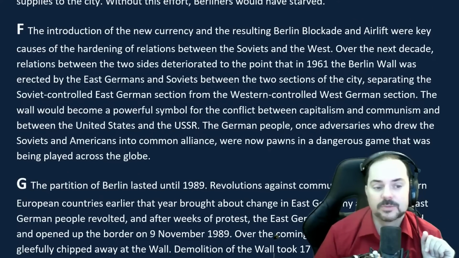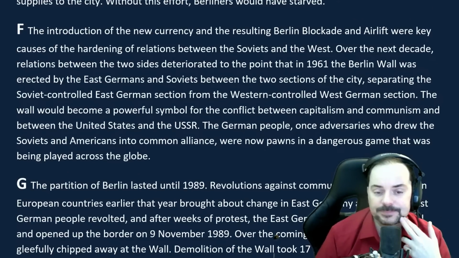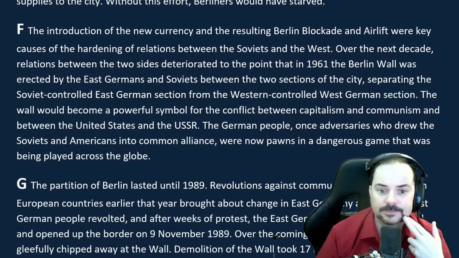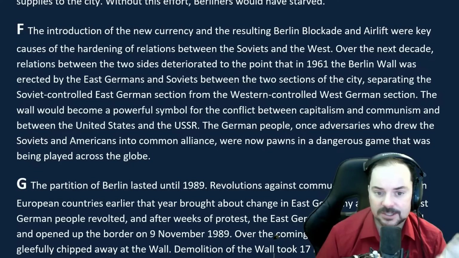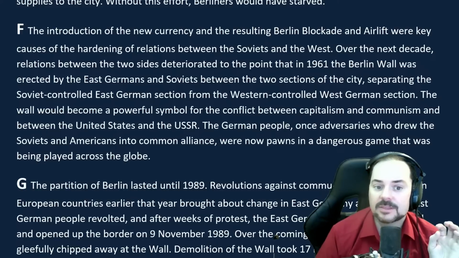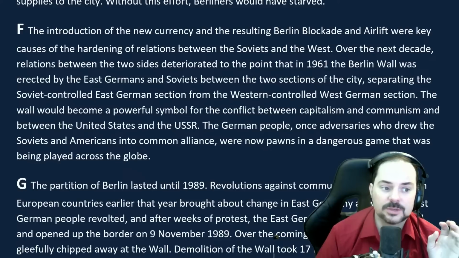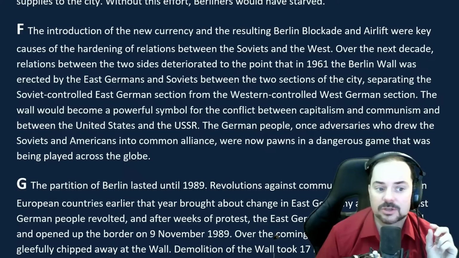Can you read the sentence where you see it in paragraph F? Can you scroll? Okay. In 1961, the Berlin Wall was erected by the East Germans and Soviets between the two sections of the city. Very nice, okay? Exactly. Now, here's a tip, Phuong. You should always read the full sentence. So you should read from over the next decade, relations between the two sides deteriorated to the point that in 1961, the Berlin Wall was erected by the East Germans and Soviets between the two sections of the city, separating the Soviet-controlled East German section from the Western-controlled West German section.